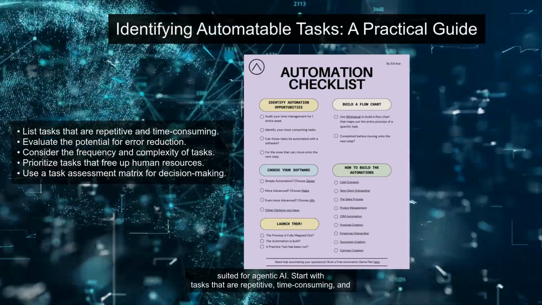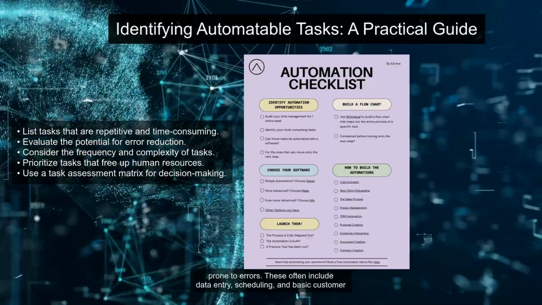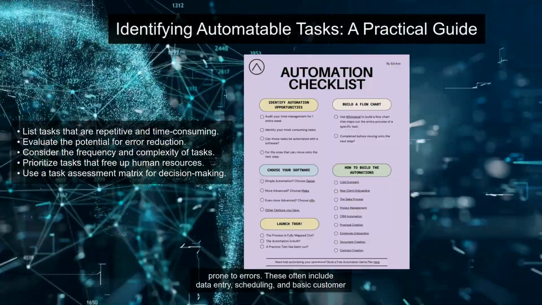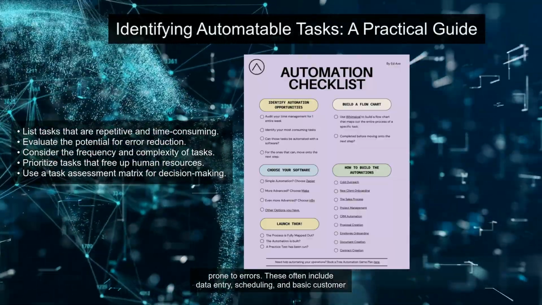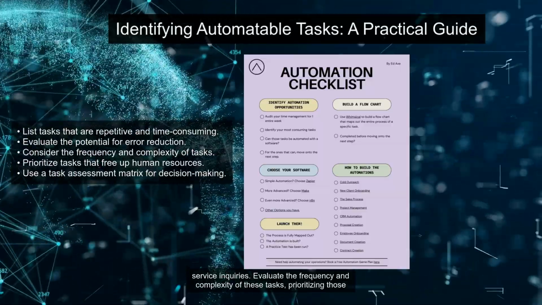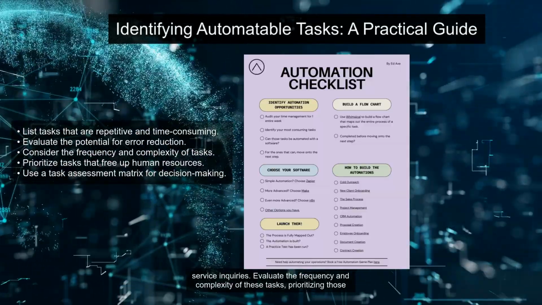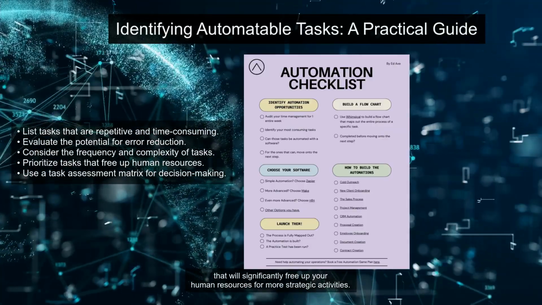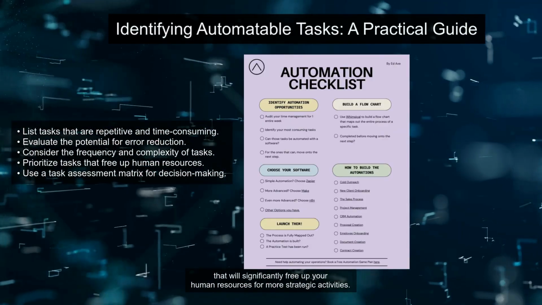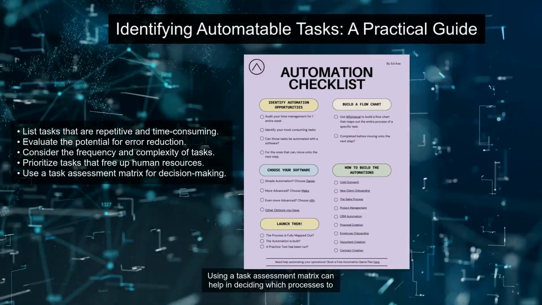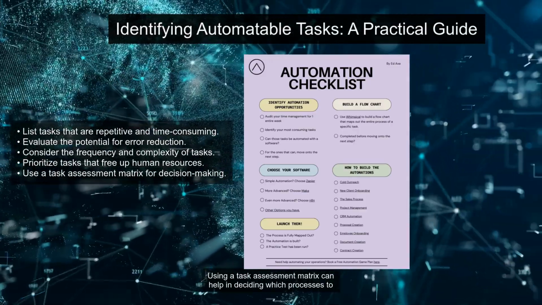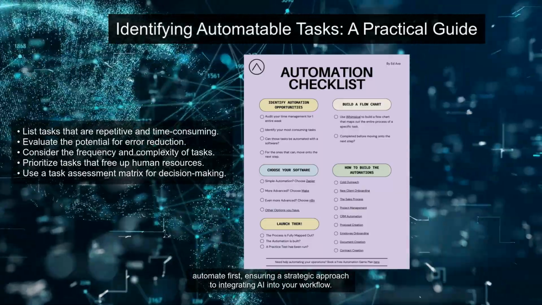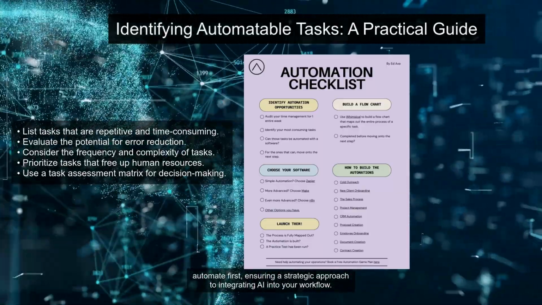Before diving into automation, you need to identify which tasks are best suited for agentic AI. Start with tasks that are repetitive, time-consuming, and prone to errors. These often include data entry, scheduling, and basic customer service inquiries. Evaluate the frequency and complexity of these tasks, prioritizing those that will significantly free up your human resources for more strategic activities. Using a task assessment matrix can help in deciding which processes to automate first, ensuring a strategic approach to integrating AI into your workflow.